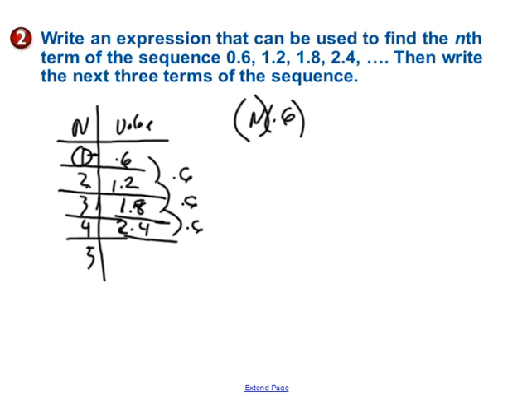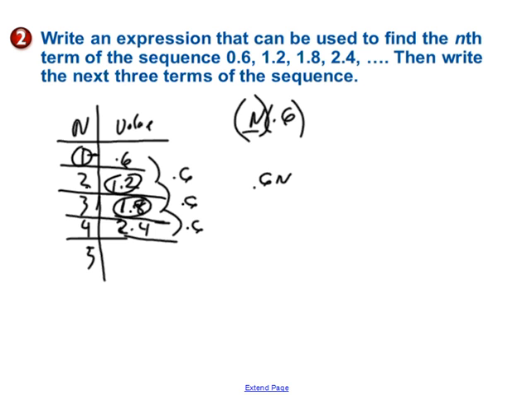I'm going to check a couple of places. The second term, 2, times 0.6 is 1.2. That checks out. 3 times 0.6 would be 1.8. That checks out. 4 times 0.6 would give me 2.4. It looks like that's a good equation. So it's 0.6 times n.